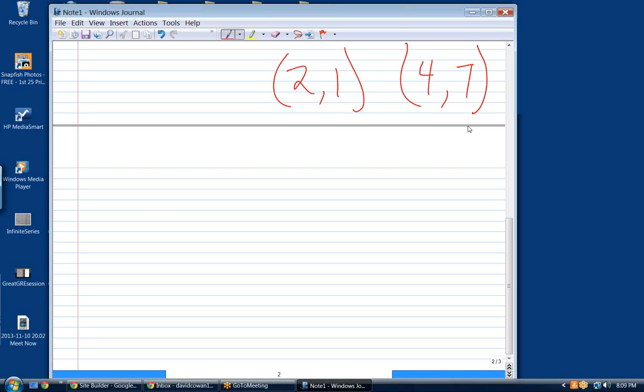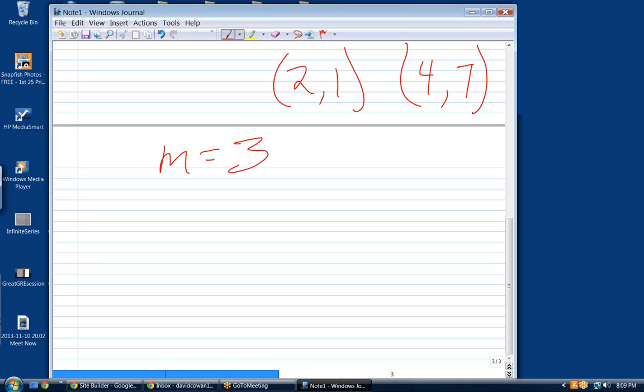What's the first thing to get always? The slope. What's the slope here? It's 7 minus 1 over 4 minus 2. Okay, so that's 6 over 2, right? So that's 3.